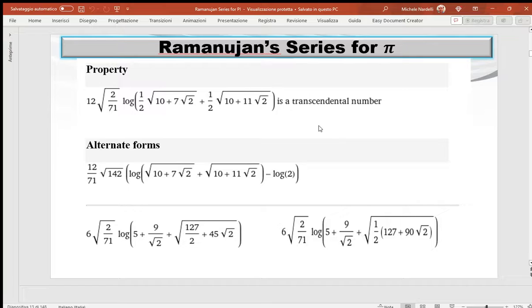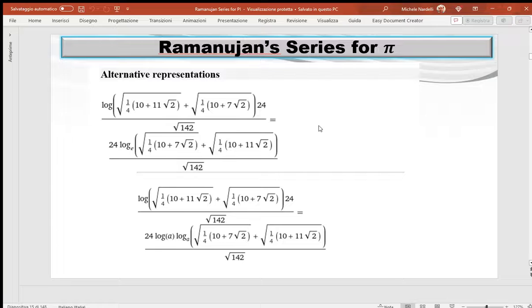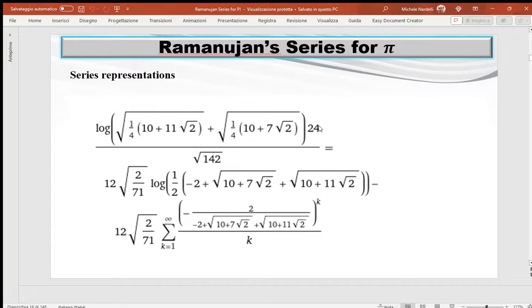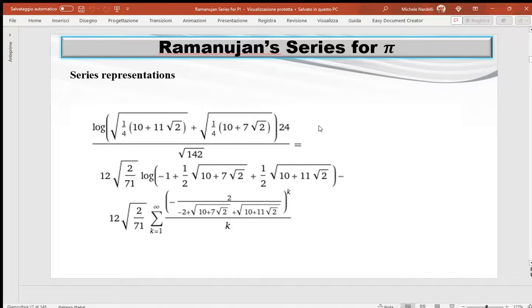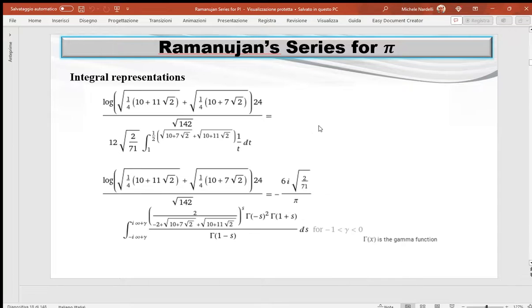Practically it is a transcendental number, the alternate forms, the expanded logarithmic form, the reduced logarithmic form, the alternative representation, the series representation, the integral representation.